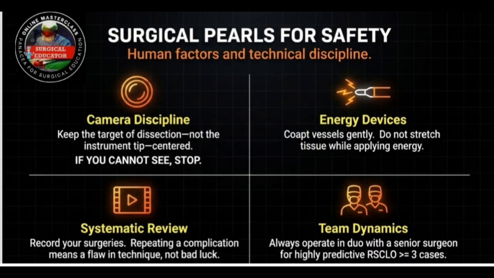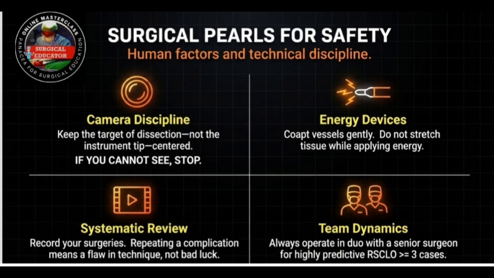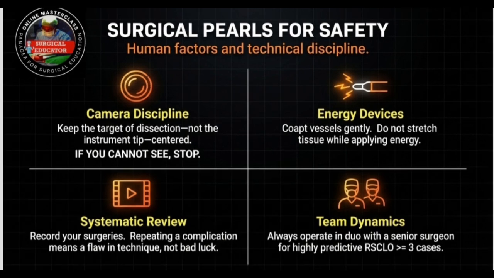And the final pearl brings the math to reality. Team dynamics. Always operate in duo with a senior surgeon for highly predictive RSCLO equals 3 cases. You don't walk into that OR alone. You check your ego, call your senior partner, and put 4 expert hands on the problem. It doubles cognitive bandwidth and acts as an external check against the sunk cost fallacy.